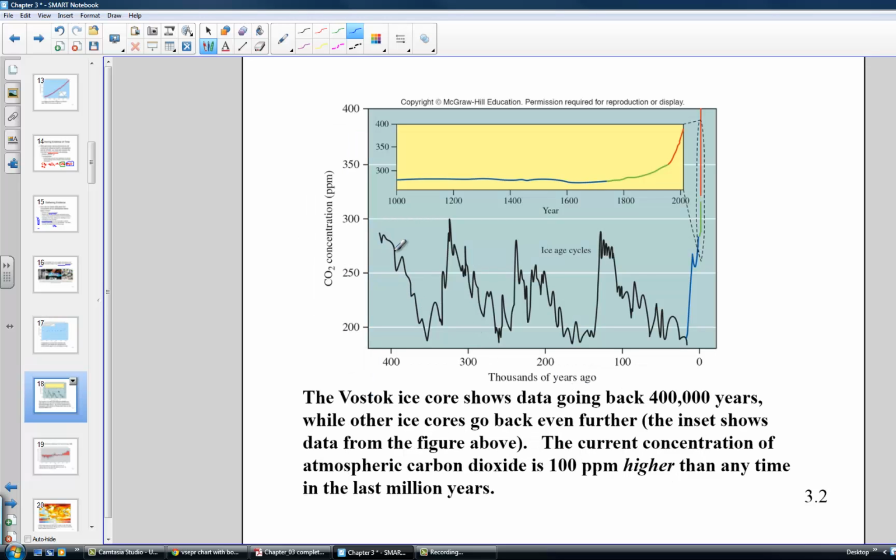Another interesting graph is here. This is again year 1000, year 2000, or 2000 years ago. So you're looking here at parts per million of CO2 concentration. The ice core shows data back 400,000 years, while other ice cores can even go back further. And what we're gathering is that we can all agree that there are ice age cycles. Sometimes we have high levels of CO2 and sometimes low levels of CO2, and the atmosphere definitely undergoes cycles, based on weather patterns and volcanic eruptions, what might be contributing to CO2.